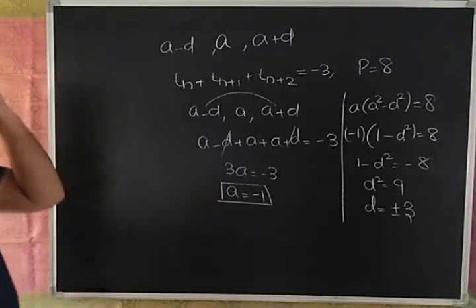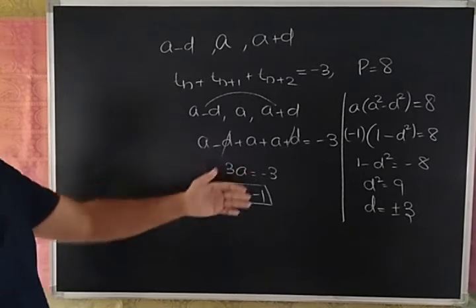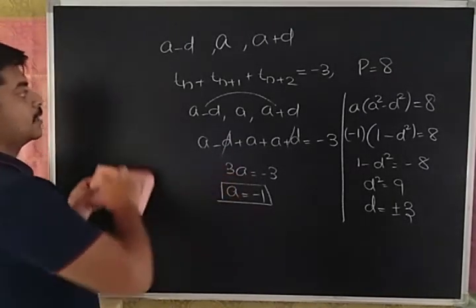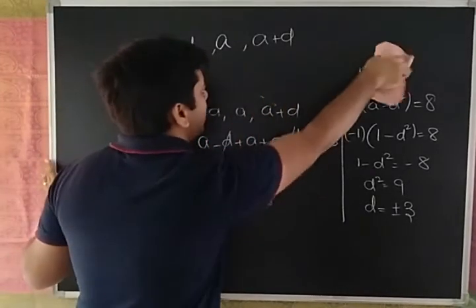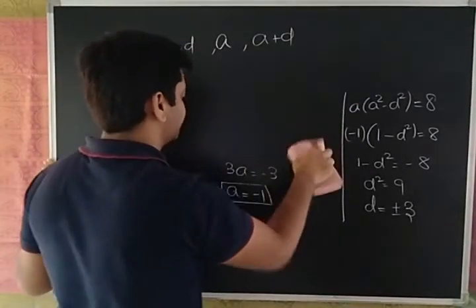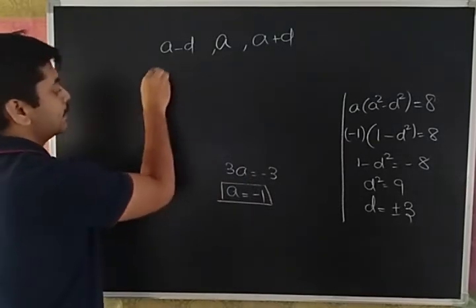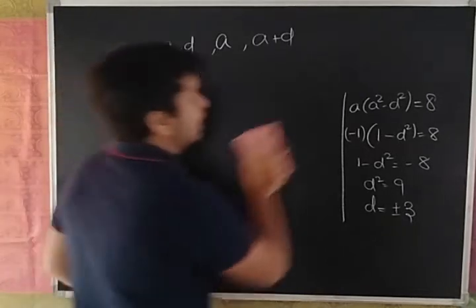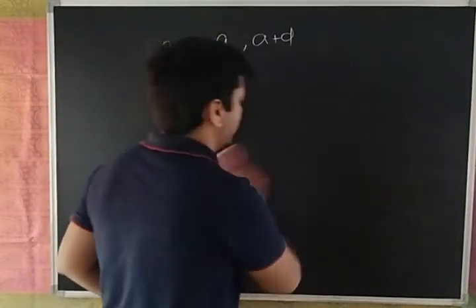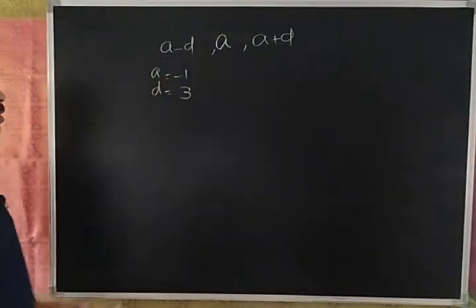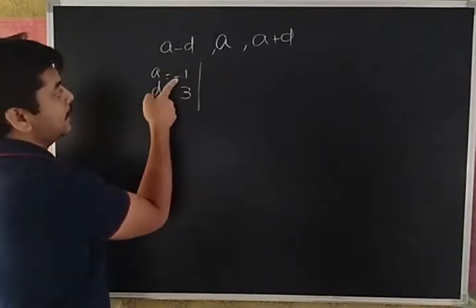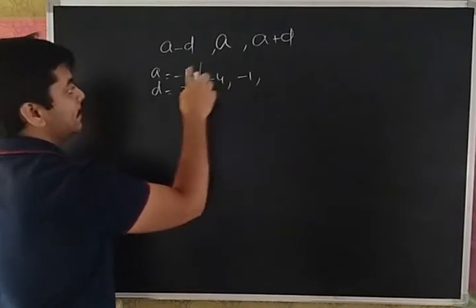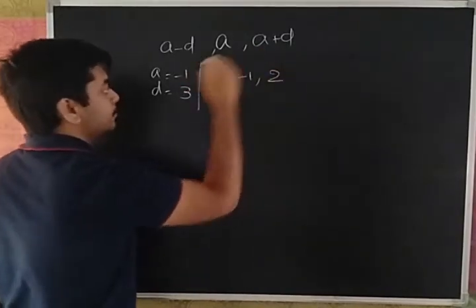Let us see what is that sequence when you have common difference as 3 as well as the common difference as minus 3. And you have the first term is minus 1. So when A is minus 1 and D is 3, let us try to find what is the sequence. So what is the first element? A minus D, minus 1 minus 3, minus 4. Next one is A, that is minus 1. A plus D, minus 1 plus 3 is 2.